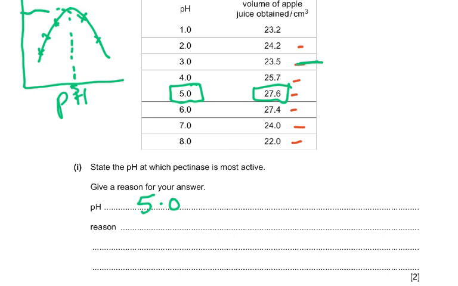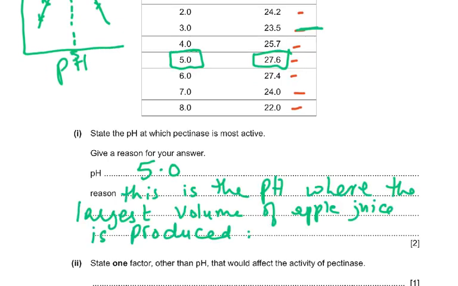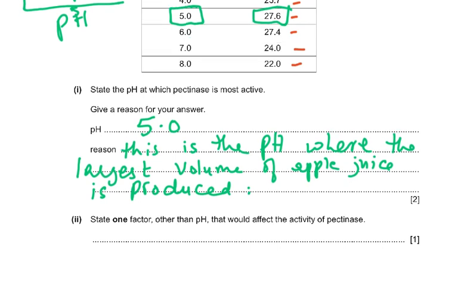And it says give a reason for your answer. This is the pH where the largest volume of apple juice is produced. Why did I say 5? Because of the largest volume, because basically what should pectinase do? It should break down the cell wall and release more of the juice from the cells. So 5.0 would be the optimum, but the reason for your answer has to be correct. That is what you have to be very specific about. 5.0, this is the pH where the largest volume of apple juice is produced.